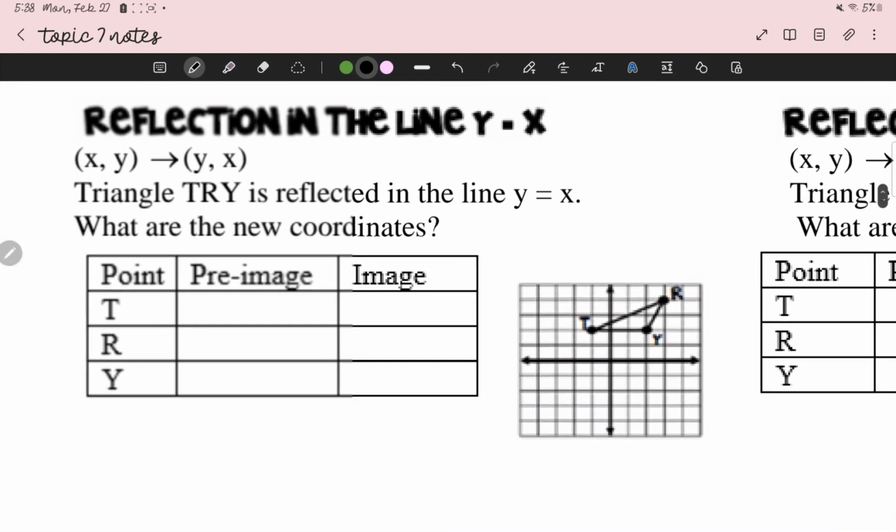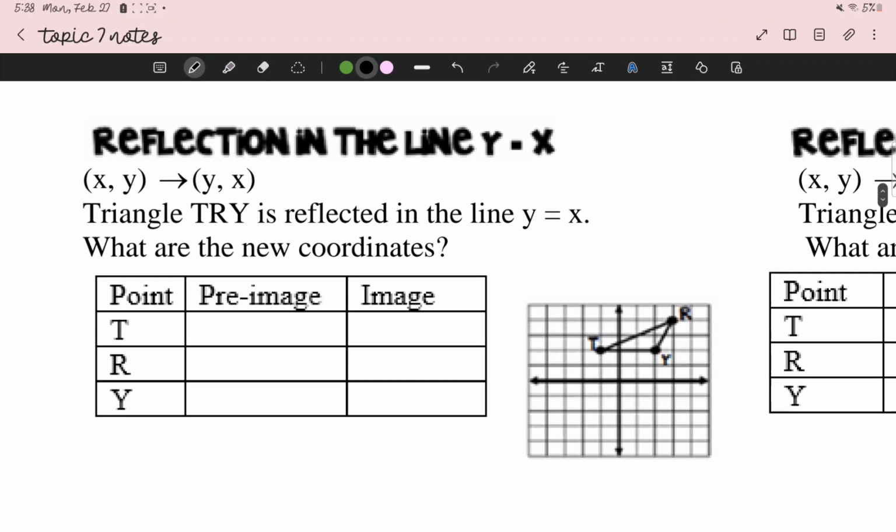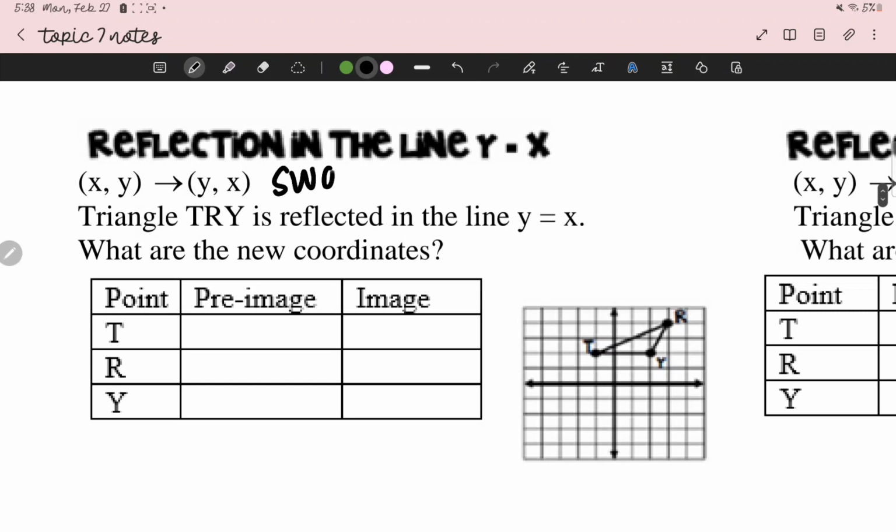All right, then I have a reflection in the line y equals x. So all that happens here is I swap x and y.